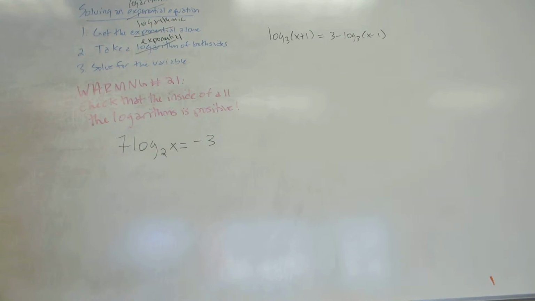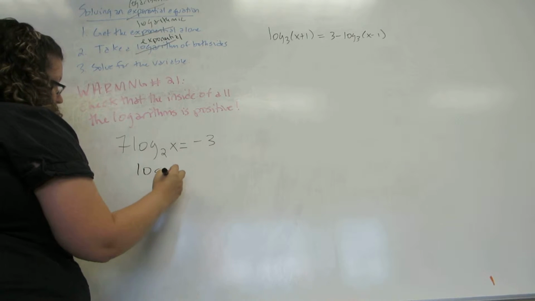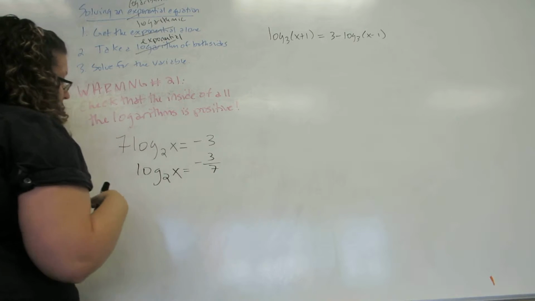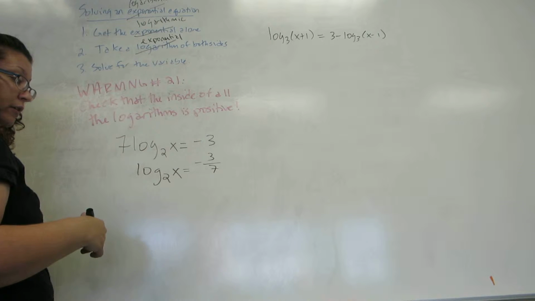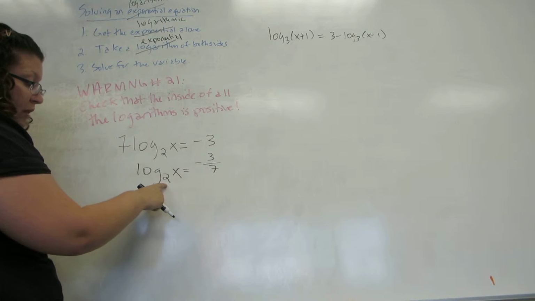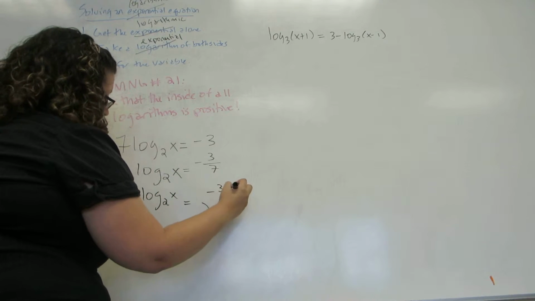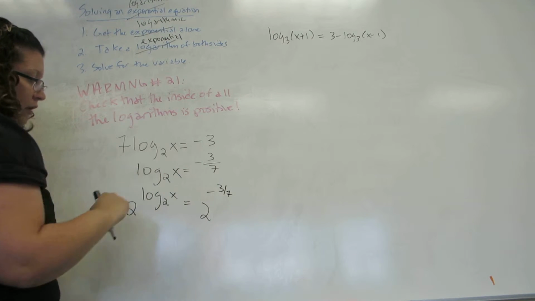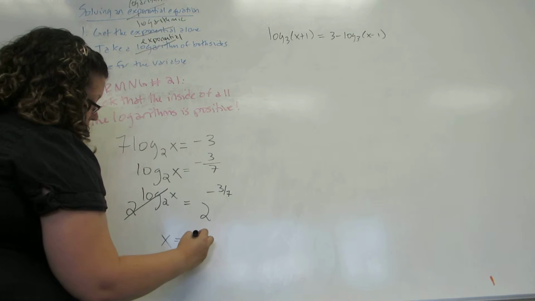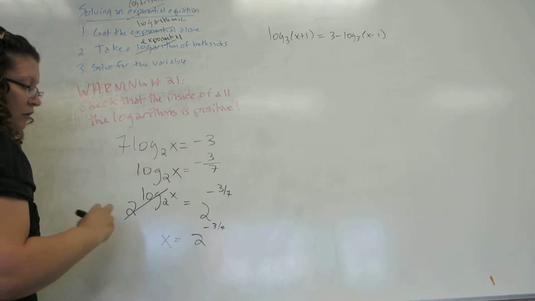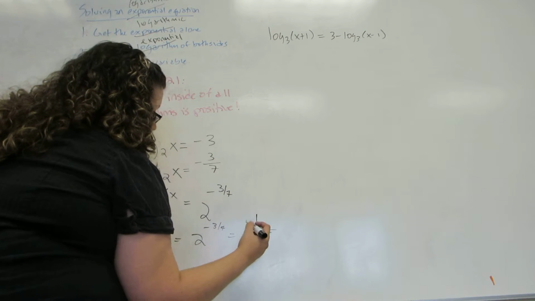Alright, so let's start with this example. The first step is to get the logarithm alone, which we do by dividing both sides by 7. The next step is to get rid of the logarithm by taking an exponential. And just like we did when we were doing it the other way around, we want the same base. So this is a log base 2, so I'm going to take an exponential base 2. Meaning, I'm going to take 2 to the left-hand side and 2 to the right-hand side. Now, this 2 and log 2 cancel, so I'm left with x is 2 to the negative 3/7, which can also be written as 1 over 2 cubed 7th rooted.